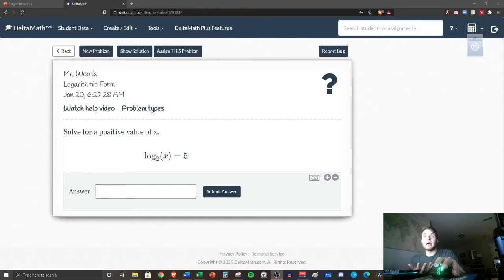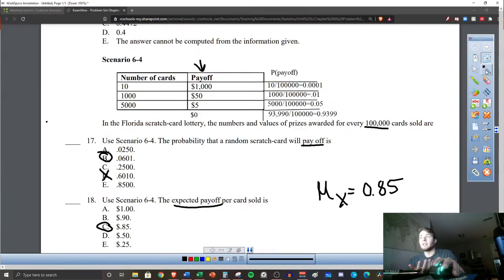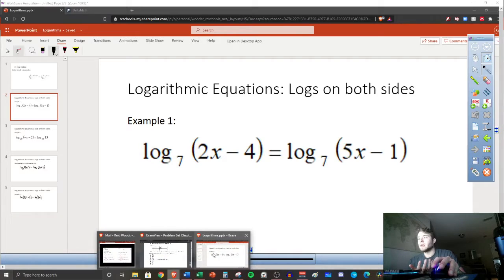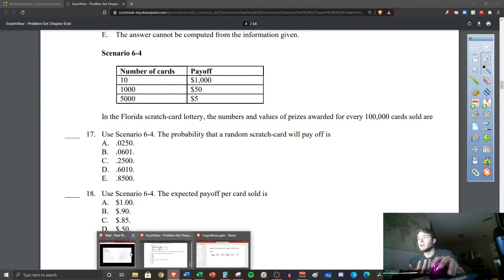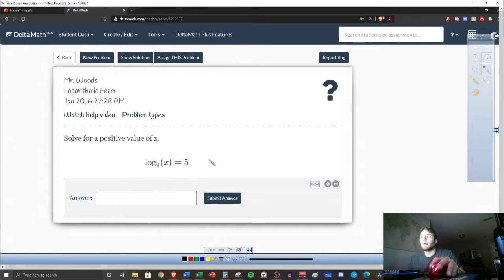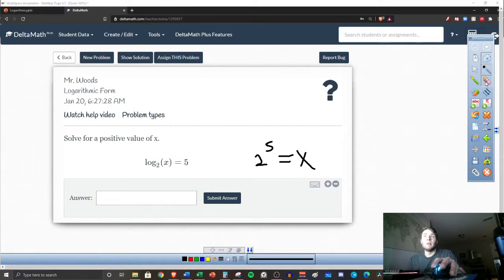So here's the Delta Math part of this. On Delta Math, we would convert this to solve it. We would turn it into an exponential, base 2 of 5 equals x. And we would be able to solve this with no problem because of using that conversion.